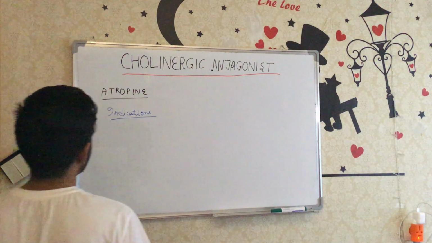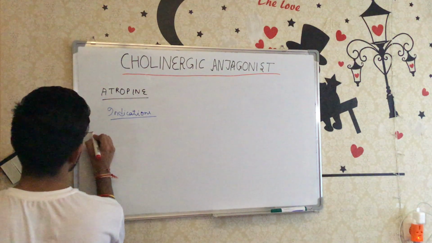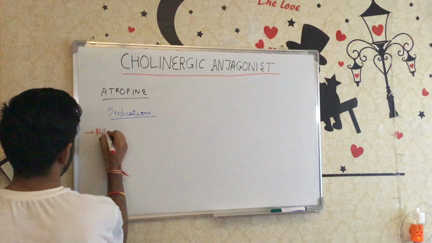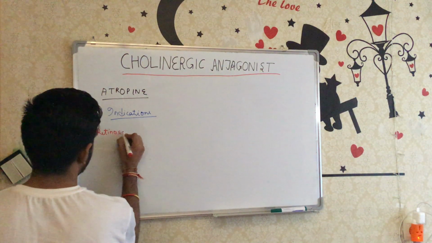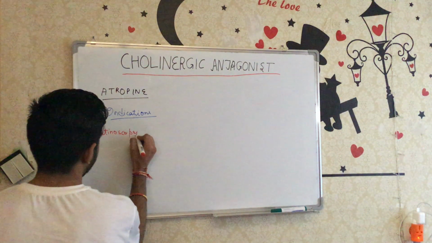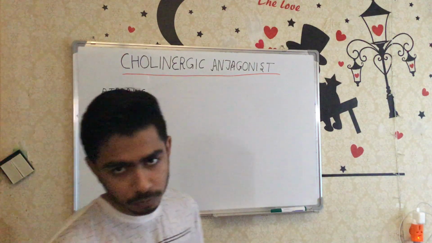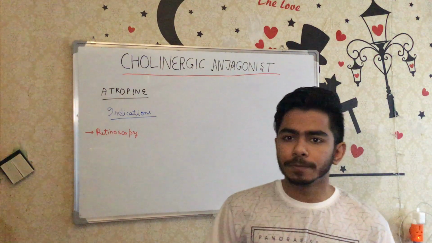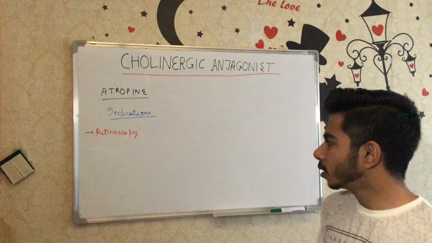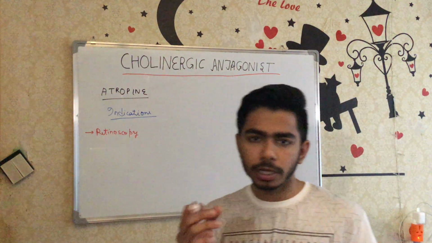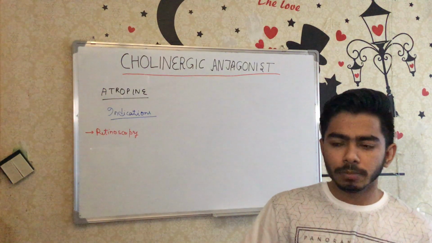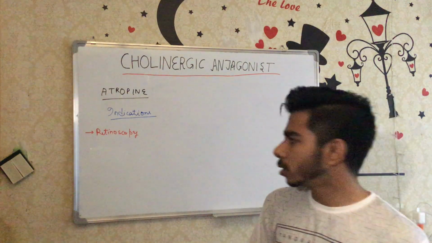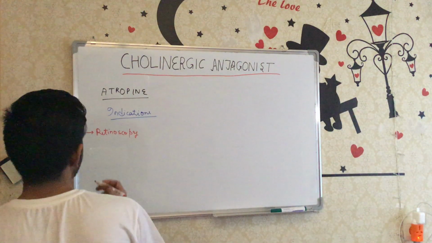First of all, it is used for the retinoscopy. If the ophthalmologist wants to study the retina of the person, they would use the atropine for the pupillar dilation. So it would be much better for them to look over the retina. So it is used for the retinoscopy.